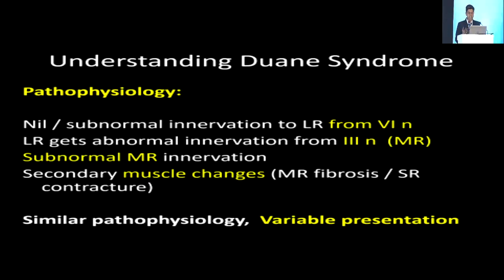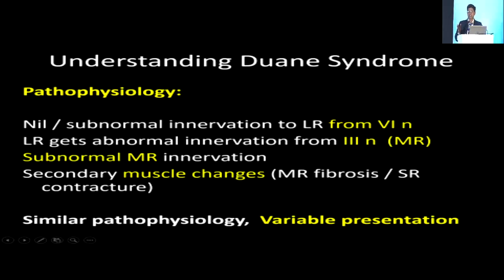The basic pathology is nil or subnormal innervation to the lateral rectus from the sixth nerve. The lateral rectus gets abnormal innervation from the third nerve, the medial rectus subnucleus essentially. Therefore, we also need to remember in our management that there is some varying degree of subnormal medial rectus innervation also. So even though it's an esso-Duane's that you start off with, the medial rectus is still underperforming, because the number of fibers coming to the medial rectus would definitely be a little less than normal, because some of them go to the lateral rectus.